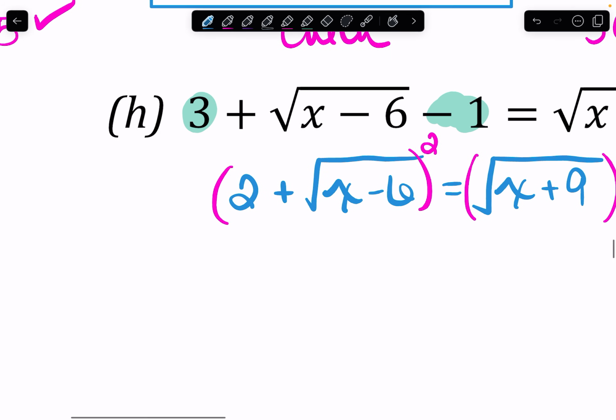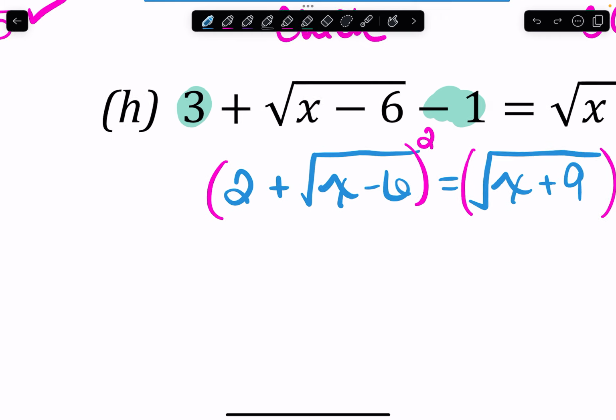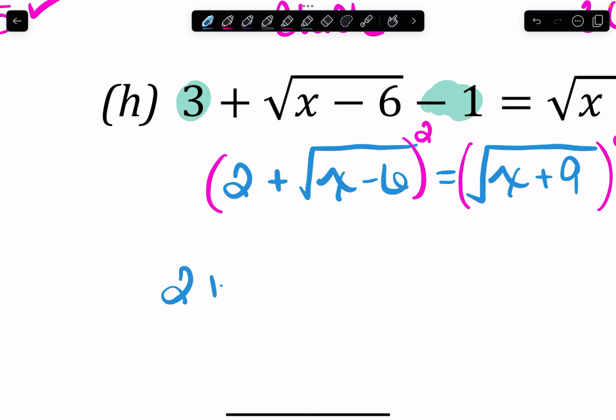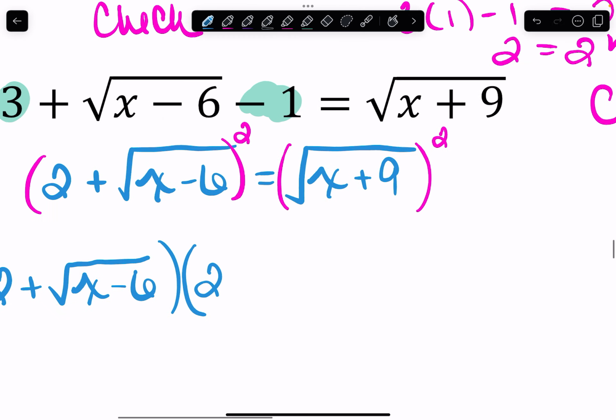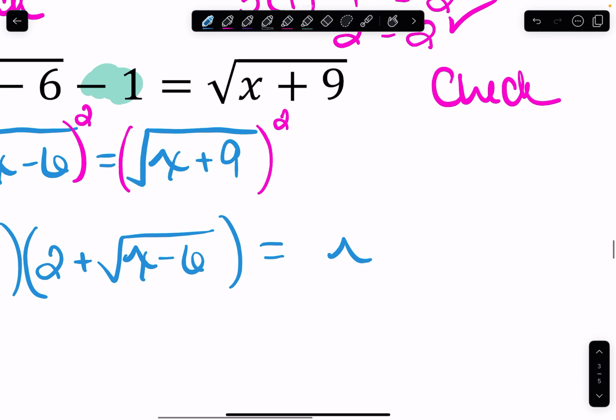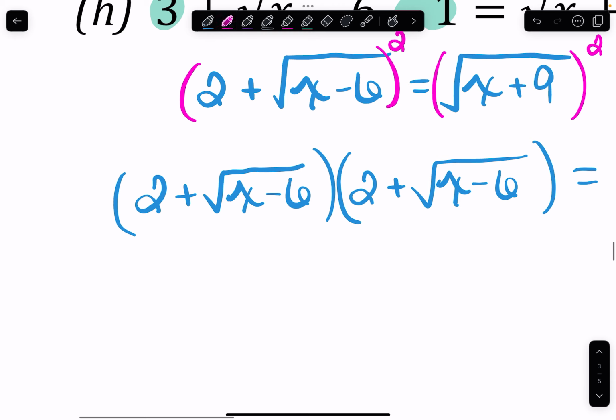All right, on this left side, you cannot distribute that square because there is a plus sign here. So instead, we need to think FOIL. So I'm going to write this one out because it is a little more complicated. So 2 times the square root of x minus 6, and then another 2 plus the square root of x minus 6. And then on the right side, the square undoes the square root, so it's just x plus 9. Now that x plus 9 is just going to follow us down while we're foiling. So we're doing FOIL, first, outside, inside, last.